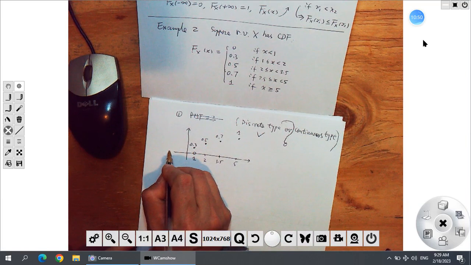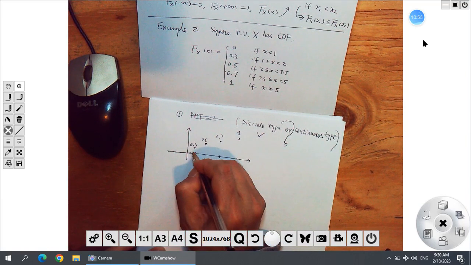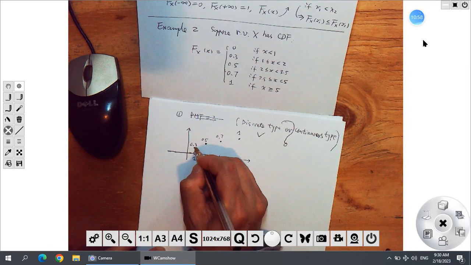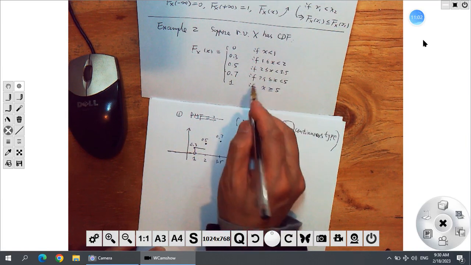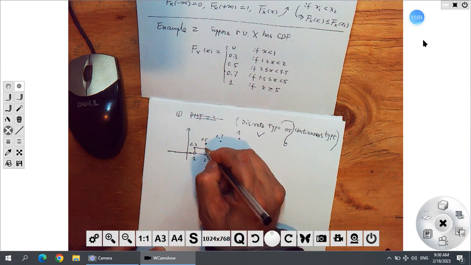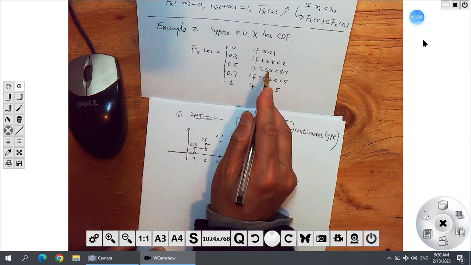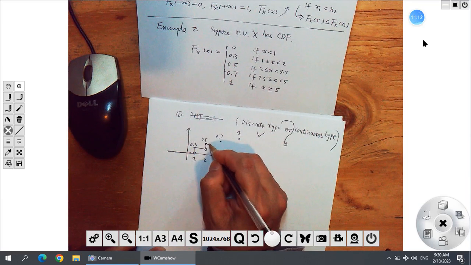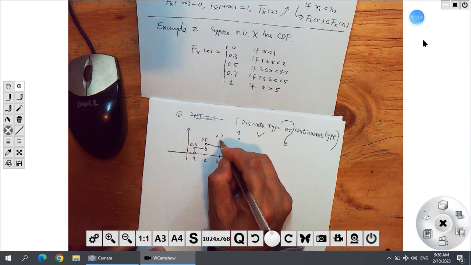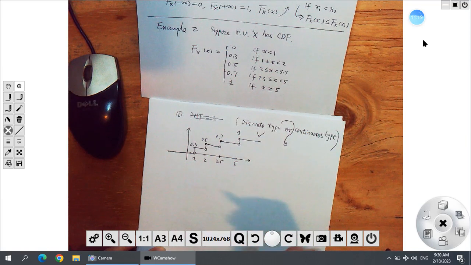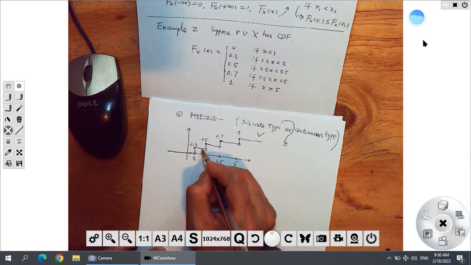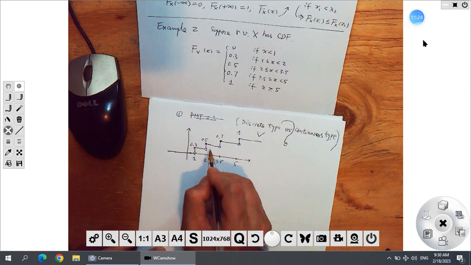And here, when x is smaller than 1, it's 0. Now here, it increases to 0.3 and keeps 0.3 until x equals 2. At x equal to 2, it will be 0.5. Right, jumping up. And then it keeps 0.5 until x equals 3.5. Looks like this, right? Similarly. So you can see this is stair-wise, right? Looks like stairs.